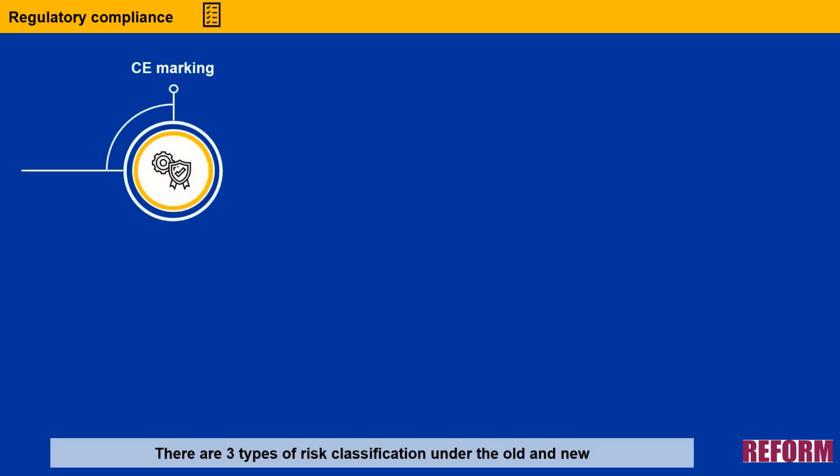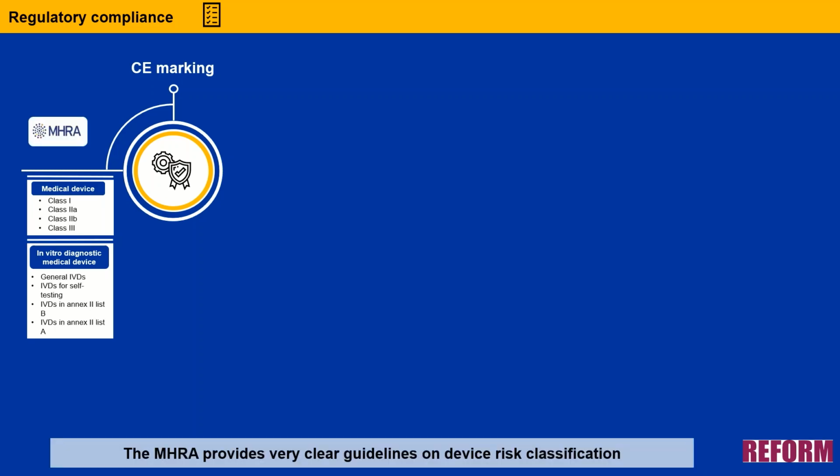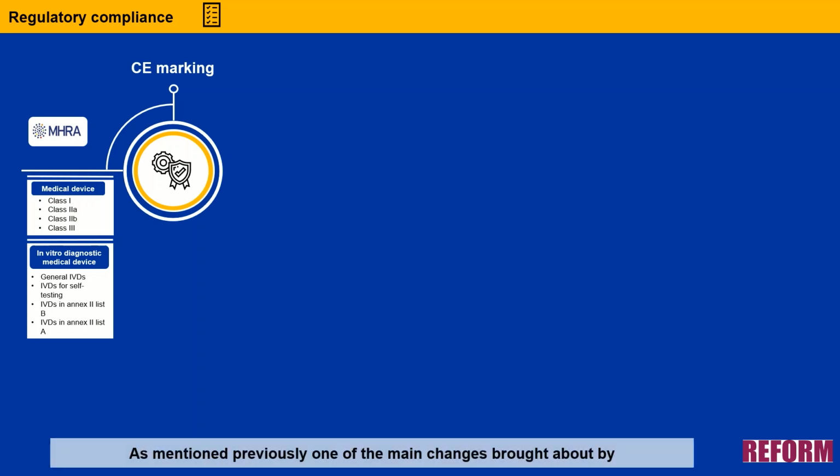There are three types of risk classification under the old and new medical device and in vitro diagnostic medical device regulatory regime. The MHRA provides clear guidelines on device risk classification, which is available on their website. As mentioned previously, one of the main changes brought about by the MDR and IVDR 2020 is the upclassing of many software devices and apps, as well as the appointment of a person responsible for the entire regulatory process within a company. That person will have responsibilities covering quality management, regulatory documentation, post-market surveillance, and vigilance reporting.